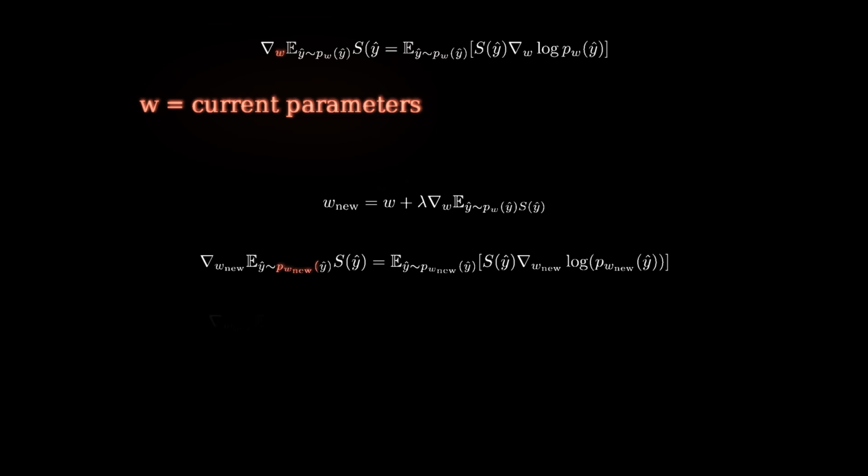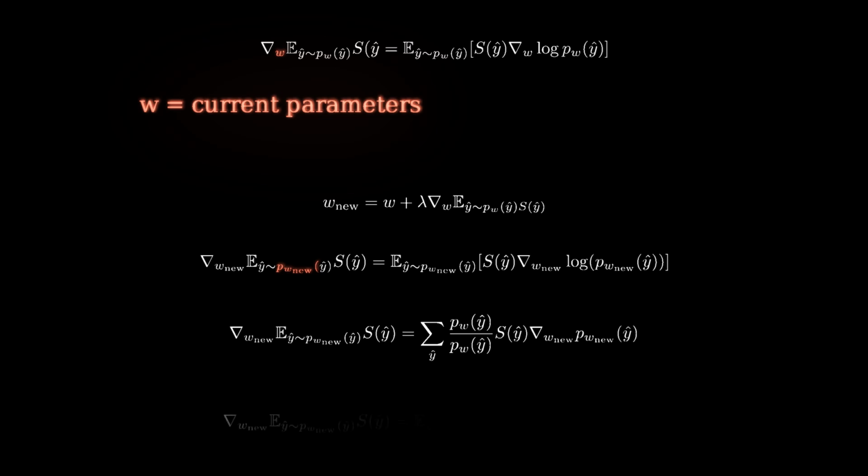That means we need to use samples from the policy generated by the new parameters. If we try to approximate this expectation using the old samples, it will not converge to the new gradient. But there is a simple fix. We just need to rewrite the gradient as an expectation over samples from the old distribution, which we can do by multiplying and dividing by the old probabilities. There. Now we can use samples from the old policy to estimate gradients for the new parameter values.